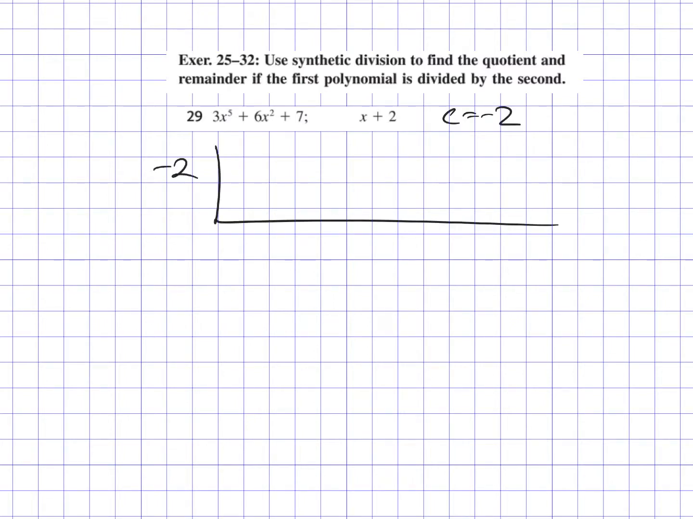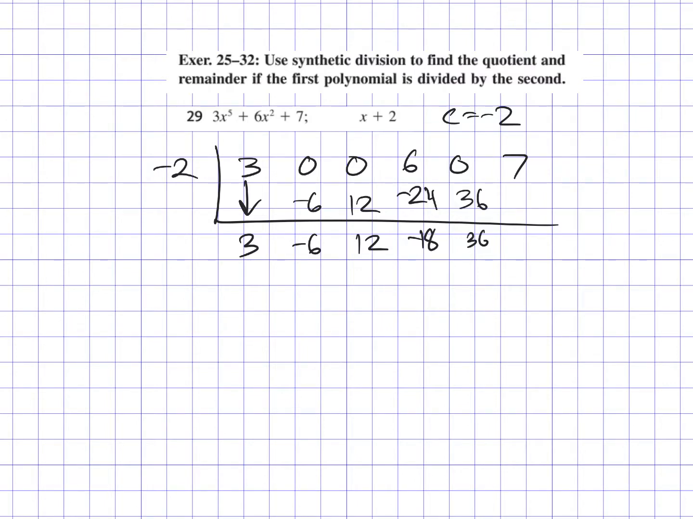Okay, next. 29, again, C is -2 here. -2 goes into play. Leading coefficient is 3. There is no x to the fourth, so 0. There is no x cubed, so 0. We have a positive 6x squared. We have no x, so that's 0, and we have a constant of 7. So you have to have the placeholders. So now drop the first, multiply, add, multiply, add, multiply, add, multiply, add, multiply, 72 here, and add. That gives us -65.